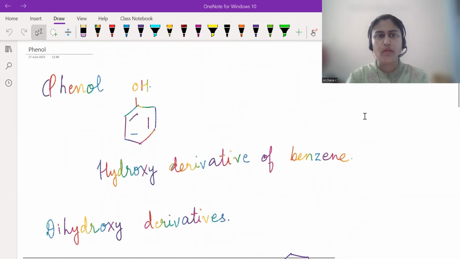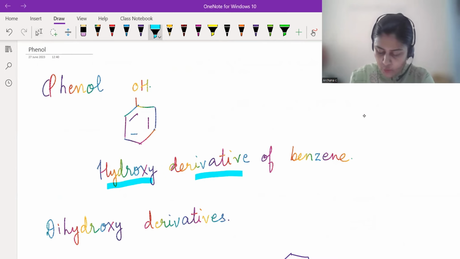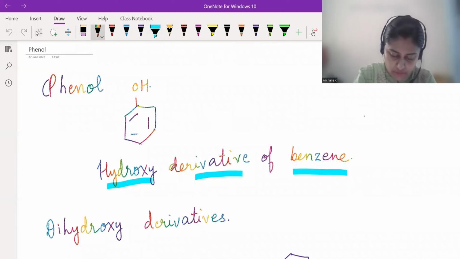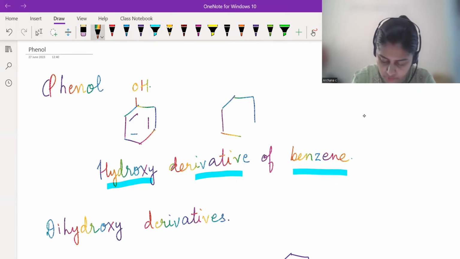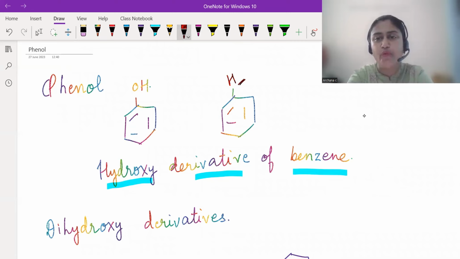Phenol, as the name suggests, is actually a hydroxy derivative of benzene. So phenol is actually obtained by replacing one of the H, that is H of the benzene ring, by OH group. Hence, it is a hydroxy derivative of benzene.